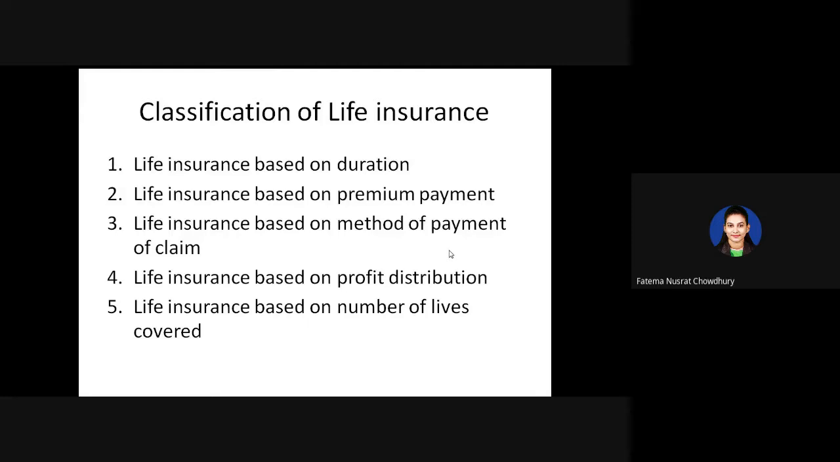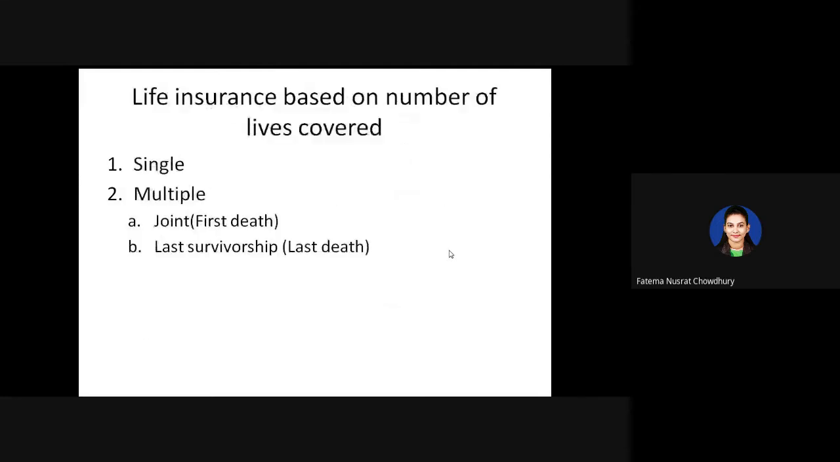First, based on the duration. Second, based on the premium payment. Third, based on the benefit of claim payment. Fourth, based on the profit distribution. And fifth, based on the lives covered under the life insurance. So we will start with the fifth category.